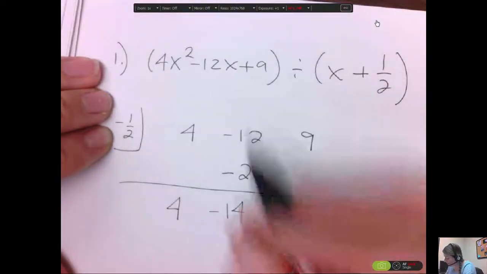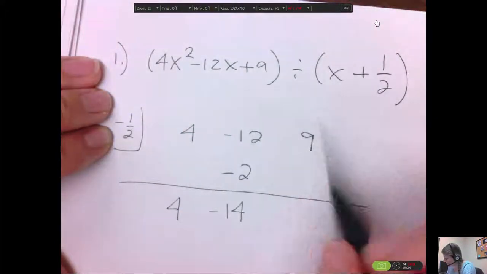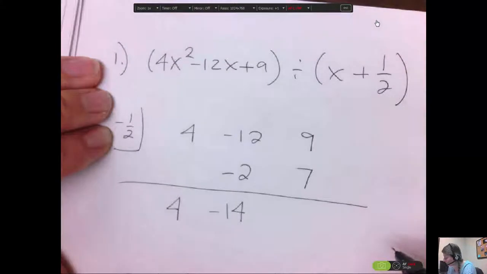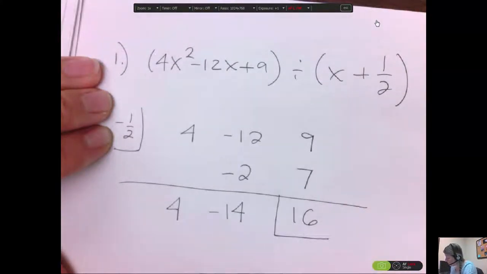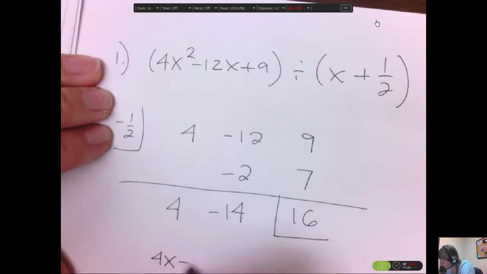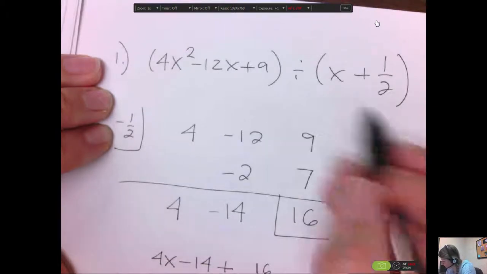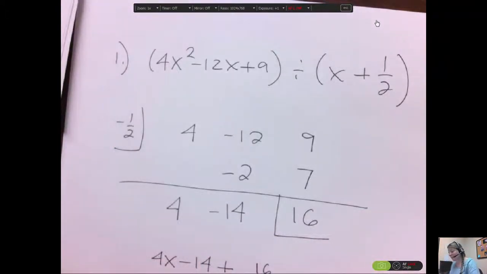Then negative 14 times negative 1/2, a negative times a negative is a positive, and half of 14 is 7. So I get positive 7. 9 and 7 make 16. Remember, the last number is the remainder. So the other number will be by itself, so that would make this one an x. So the final answer is 4x minus 14 plus our remainder over what we divided by, which was x plus 1/2. Okay, so that is synthetic division.